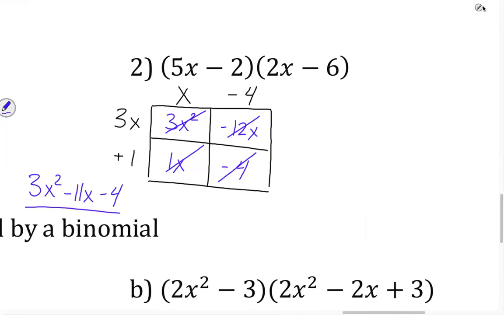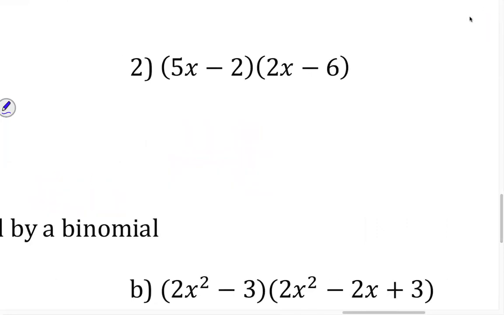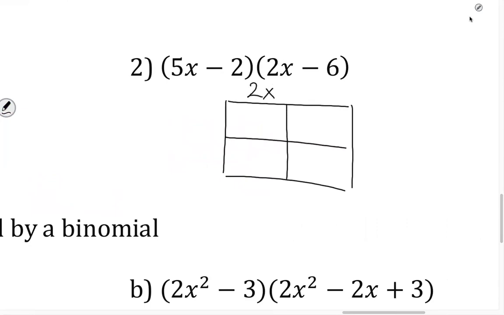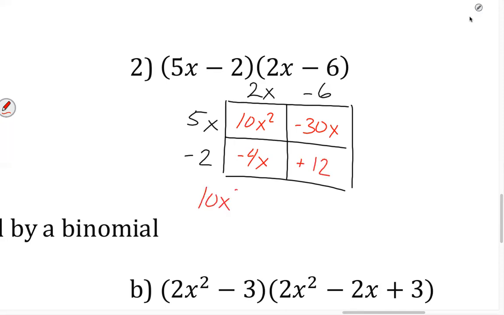For this one, again, using the box method. I have 2x minus 6 on the top and 5x minus 2 going down the side. So 5x times 2x is 10x squared. 5x times negative 6 is negative 30x. Negative 2 times 2x is going to be negative 4x. And negative 2 times negative 6 is positive 12. Combine my like terms. We have 10x squared, negative 34x, and plus 12.